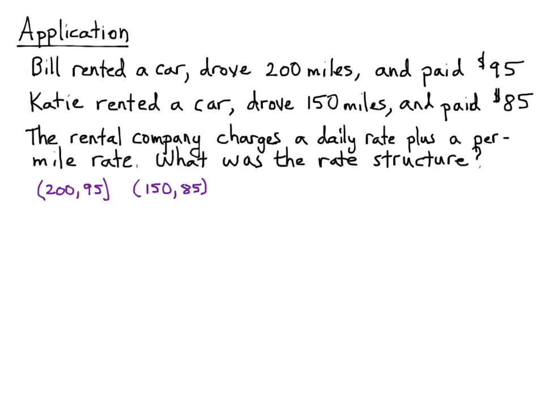And so we want to know what the structure of the rate is. So if we look at 85 minus 95 over 150 minus 200, what we're going to get is the slope of that line. Okay, and the slope is the rate, right? Remember I was talking about the slope as being the rate of change of something. So the rate that you have is dependent on the miles. So for every mile you drive, you're going to pay 20 cents. All right, so that's your rate of change.